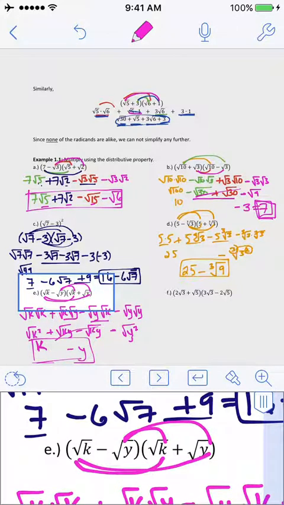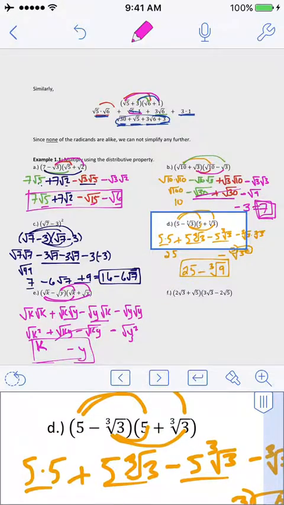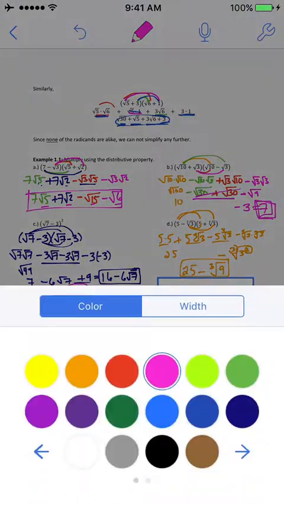It actually doesn't work out for fourths either. You end up getting squareds and all stuff all over the place. But most of the time, for square roots, it'll work. For cubed roots, it will not. Let's try one more.